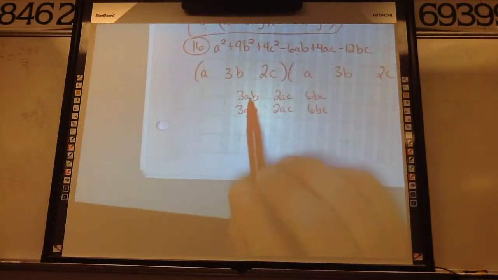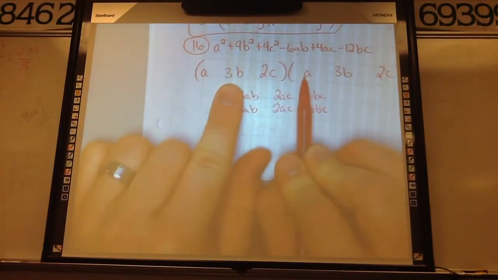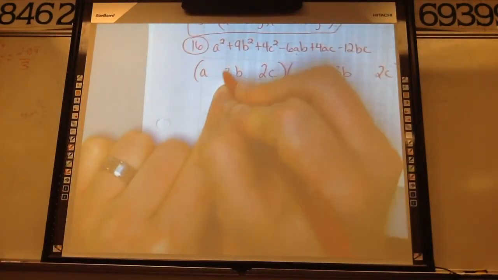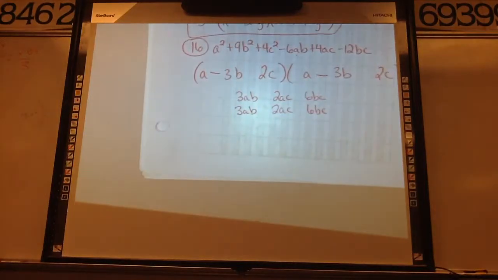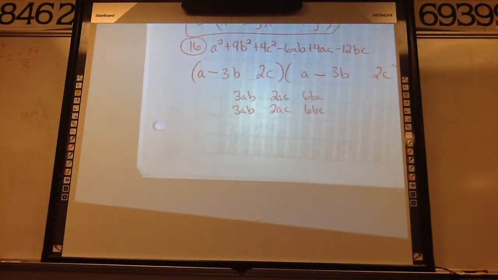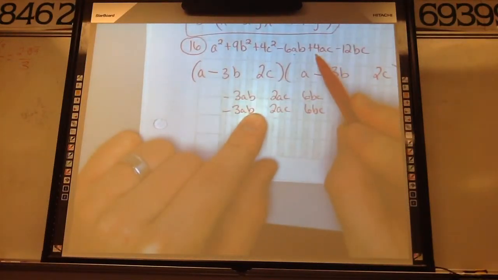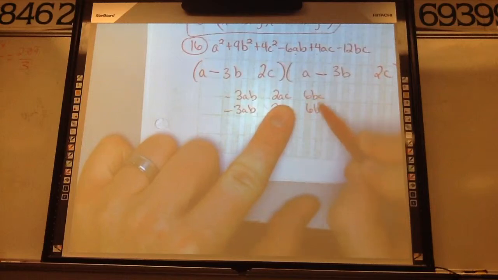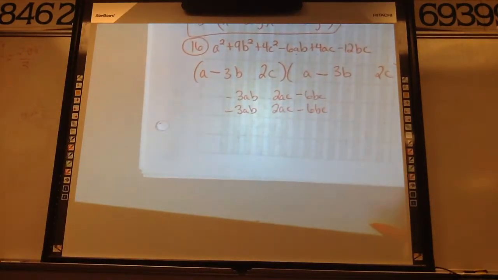So where did my 3 ABs come from? Good question. Between those two. 3B times A. So that needs to be negative. And then A times that needs to be negative. No, because then it'd be positive. Nope, 9B squared, you're right. Yep, still. My ACs were 4. Hey, that's what I wanted. My BCs were negative 12, so I need to make both of those negative. Right? The negative and the negative is a positive.